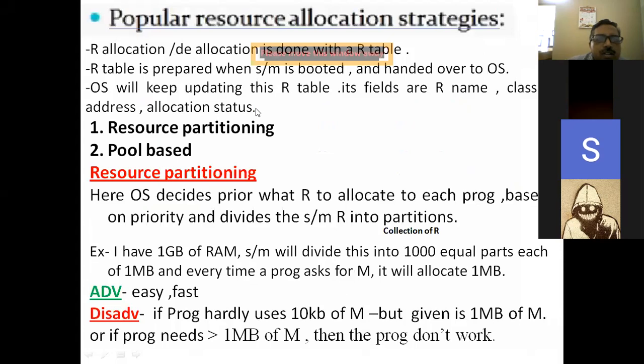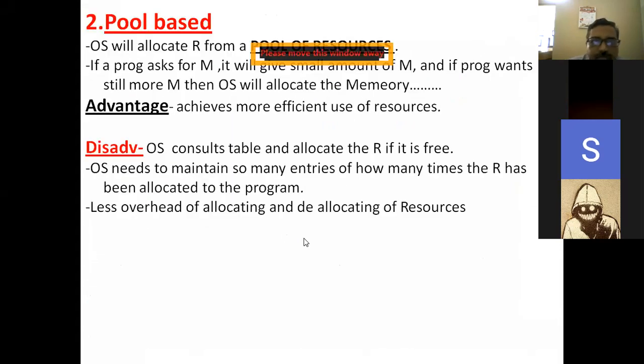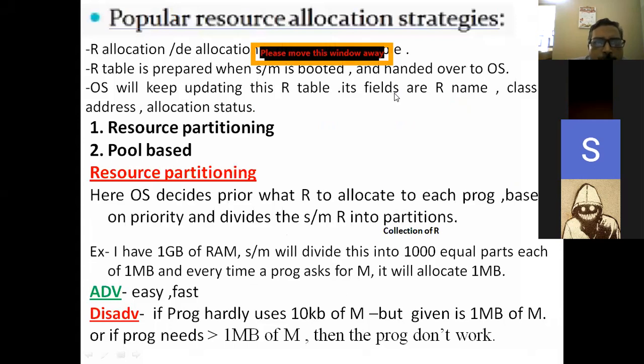After this, the next heading is the popular resource allocation strategies. Basically, we have two types of resource allocation strategies. One is resource partitioning, and the second one is pool-based resource allocation.